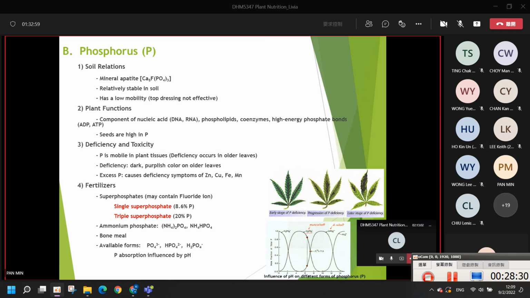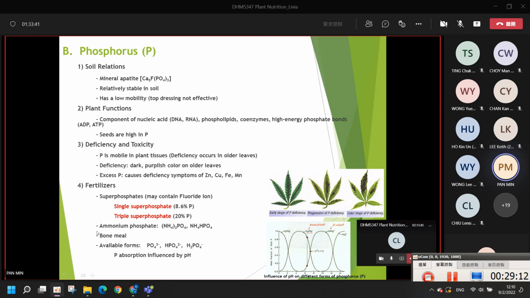And the most common and frequently used phosphorus fertilizers are the superphosphate, the single one and the triple one. The triple superphosphate contains a higher concentration of phosphorus and ammonium phosphate, and at the same time if you use this one you can also supply nitrogen, increasing the nitrogen level in the soil.